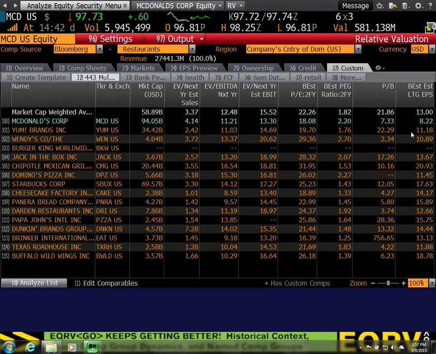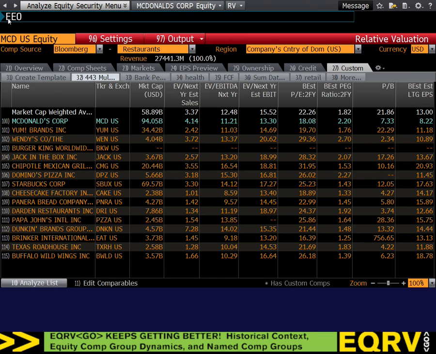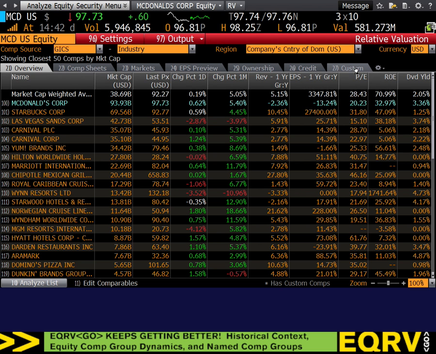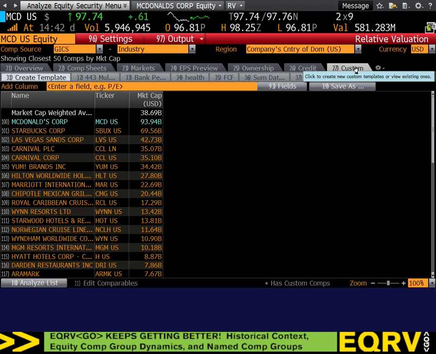Now, this is an important sheet because this has all the multiples across companies. On the EEO screen, I can look at one company's multiples. But for your next graded homework assignment, you're going to have to look across companies for the multiples. How do you do it? Well, RV. Then you go to custom. You can build a custom template. So I'm going to show you how to create the custom template in the RV screen.